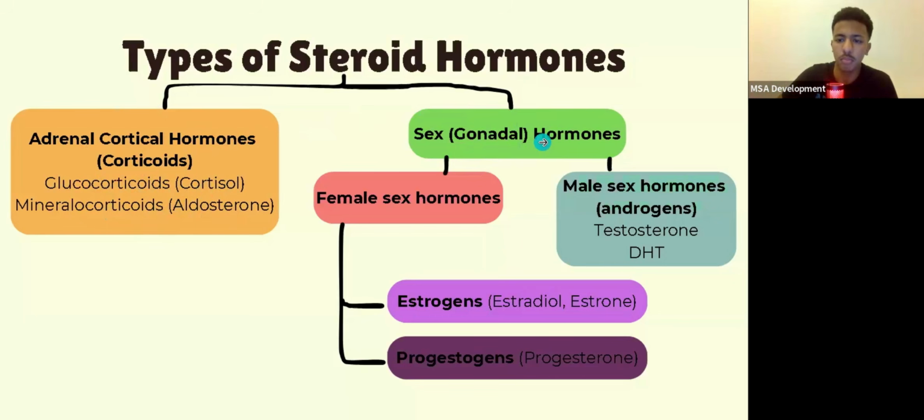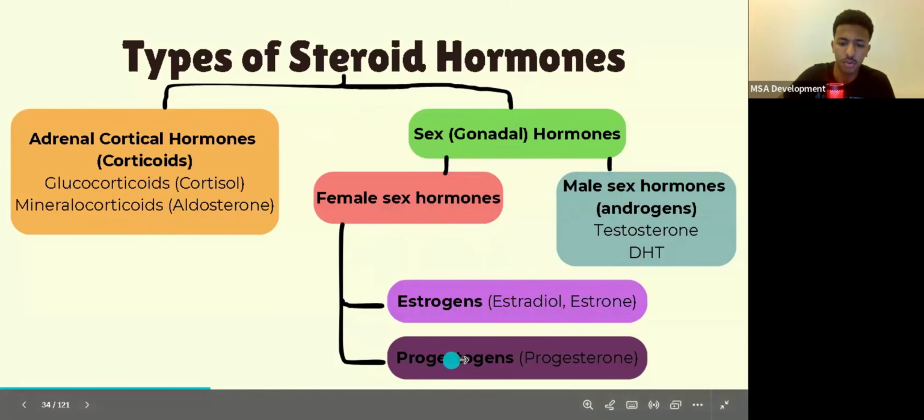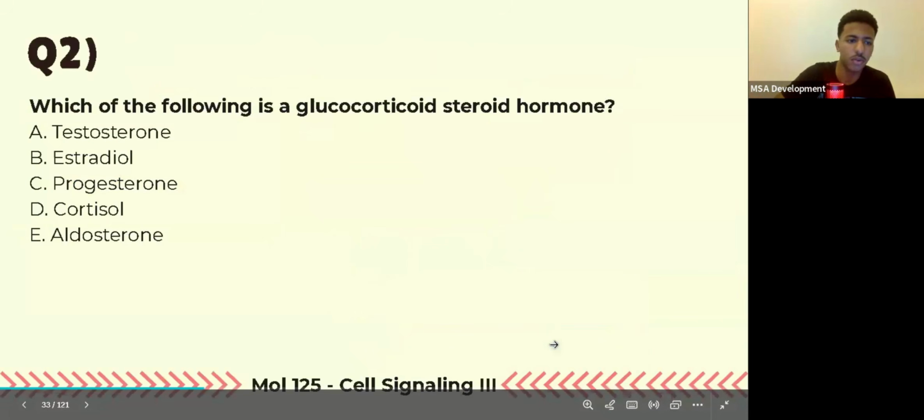For gonadal hormones, you have male or the androgens and the female sex hormones. For the androgens, you have testosterone and DHT. And then for the female sex hormones, you have the estrogens, which are estradiol and estrone, and the progestogens, which are progesterone. With that knowledge, let's solve the question.